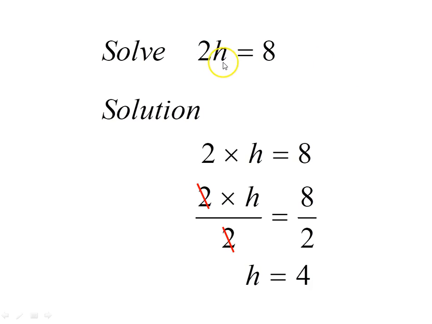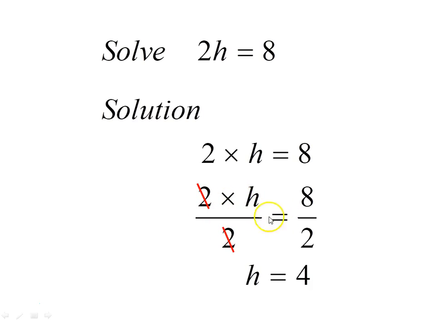Let's solve 2h equals 8. Well, that means 2 times h equals 8. We want the h all by itself. We don't want 2 lots of them. We just want 1 lot. We want h all by itself. So we want to get rid of this times 2 business. Well, the inverse, or the opposite of times 2, is divide by 2.